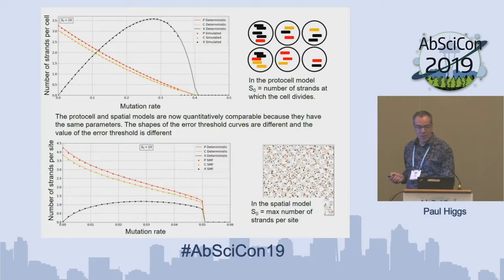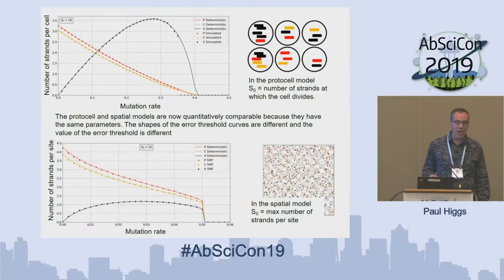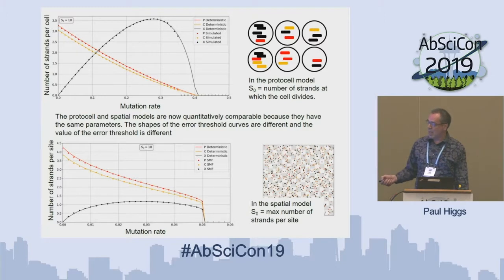So this lattice model is representing something like that, and the nice thing now is that this is apples and apples, right? Because I can compare this lattice model with multiple strands per site with a protocell model with multiple strands per site. And the rules of replication inside one cell are the same as the rules for replication inside one site on the lattice. And so those two are directly comparable.